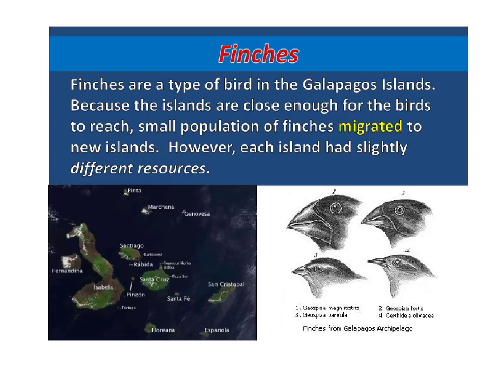So finches are a type of bird in the Galapagos Islands. And this little example is what we call Darwin's finches, like Charles Darwin. Because the islands are close enough for the birds to reach, small populations of finches migrated to the new islands. However, each island had slightly different resources. So the larger islands had more niches that the birds could fill, and the smaller islands, of course, probably had less available food sources and less niches. Each of those islands was kind of unique and had different food sources and different niches.